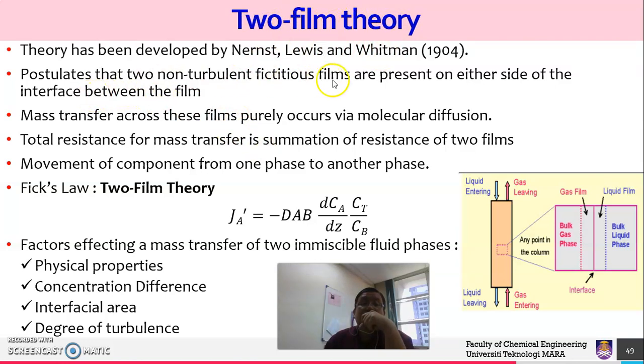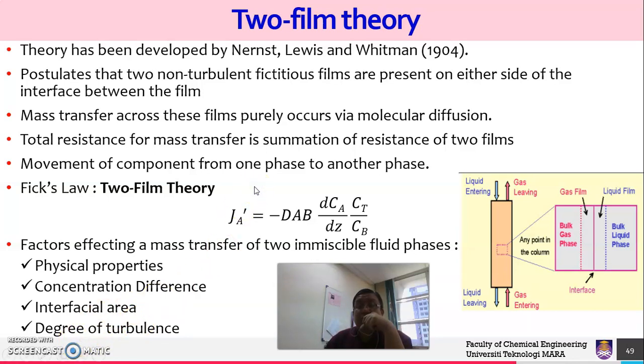Okay, two non-turbulent fictitious films are present on each side of the interface between the phases. So it is basically two types of fluid, liquid and gas. They have their own films, and at the center we have the interface of both phases. Okay, still governed by Fick's law, two-film theory. And the factors affecting mass transfer of two miscible fluid phases are physical properties, concentration difference, interfacial area, and also degree of turbulence.